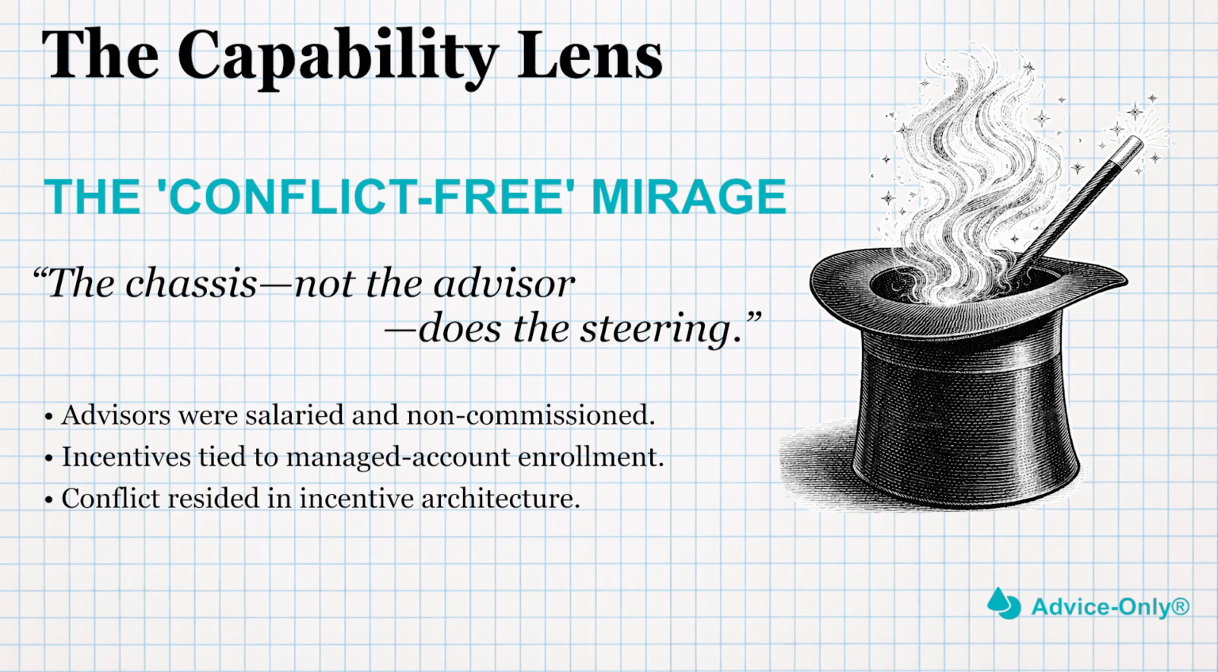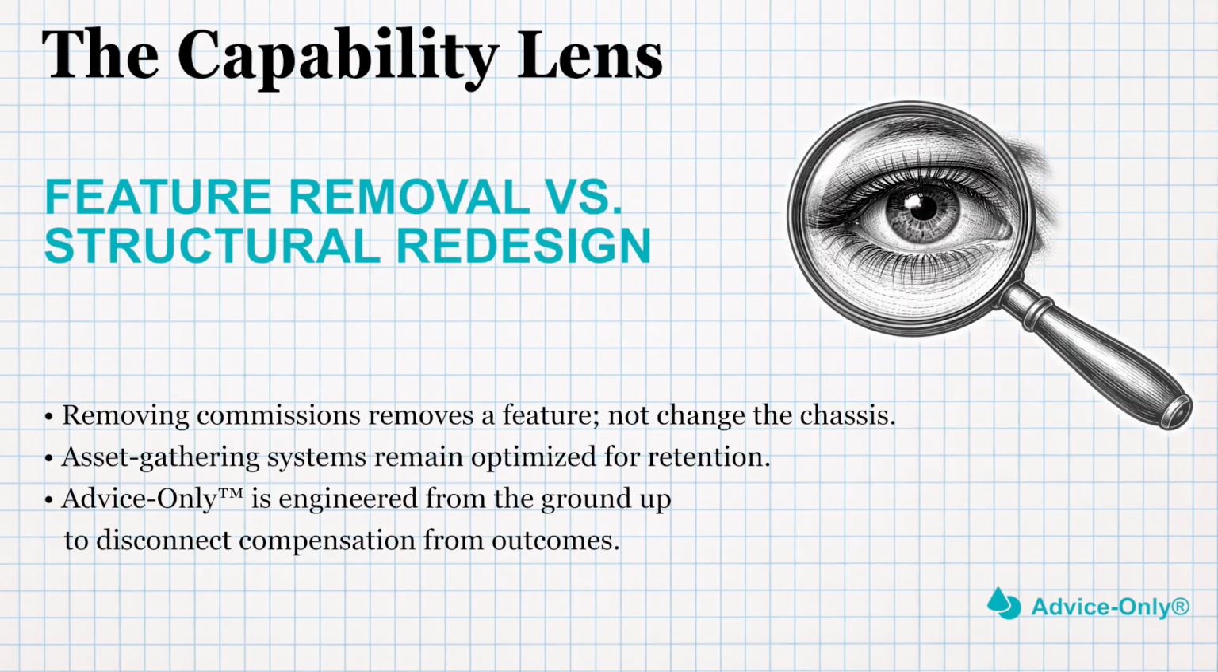It is capable of recommending Roth conversions that reduce account balances. It is capable of recommending mortgage payoffs. It is capable of recommending outside products. It is capable of recommending simplification. It is capable of not implementing anything at all without financial consequence to the advisor. That distinction is architectural, not merely compensatory.